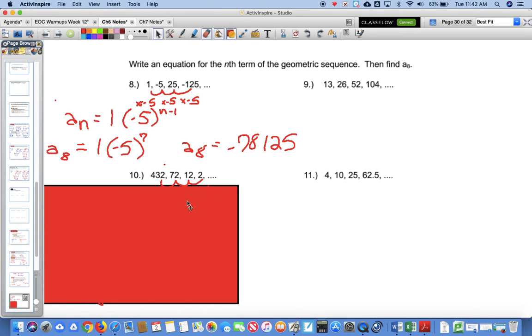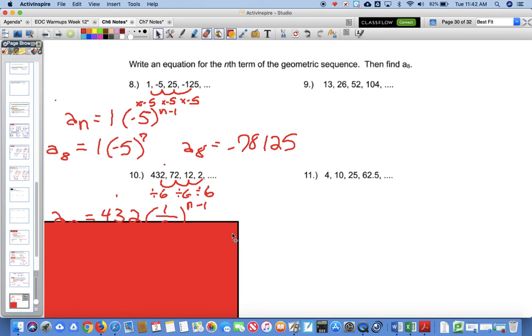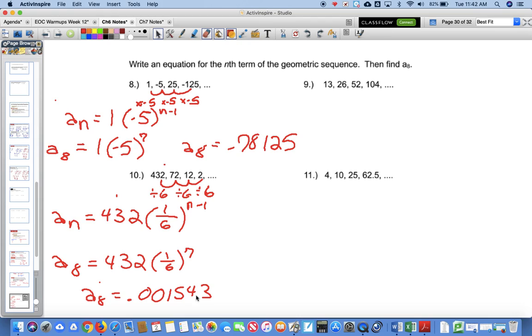You feel free to do these other ones. This one here in particular I want to look at because it's actually dividing by 6. We can't write divide by 6 in parentheses like we could with times by 5. So what we do is we write it as a fraction, 1/6. I still need my first term, 1/6, and then n minus 1. And then to find A8, just plug 8 in. 8 minus 1 is 7. Use your calculator and you should get this answer. That's all there is to it.